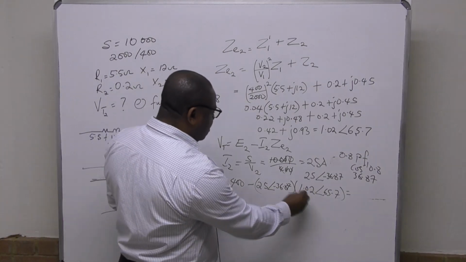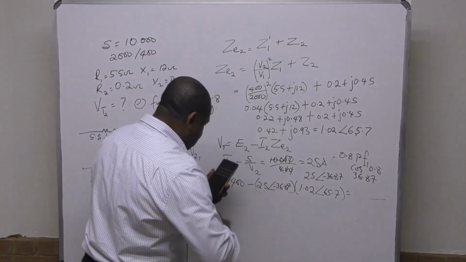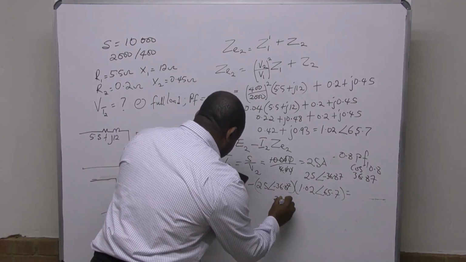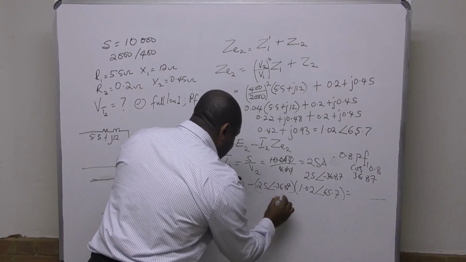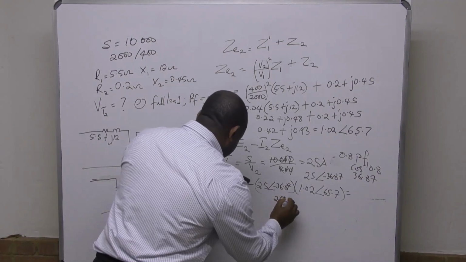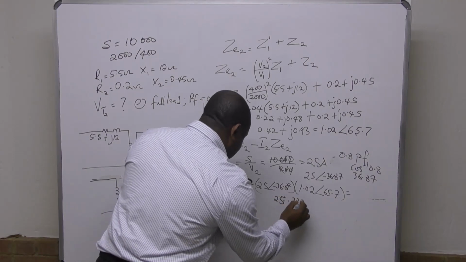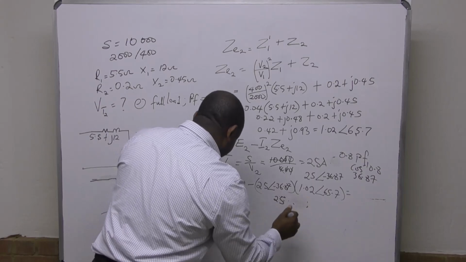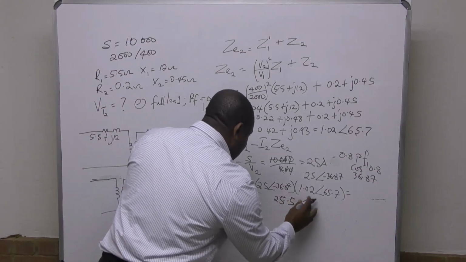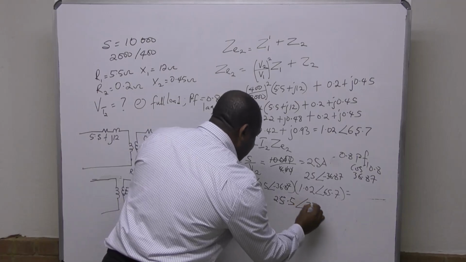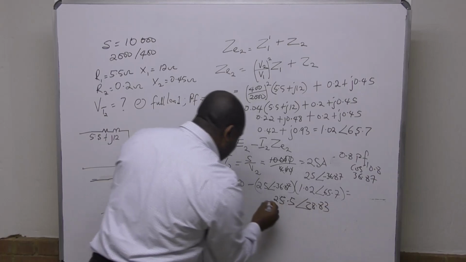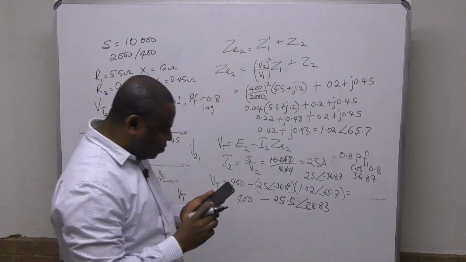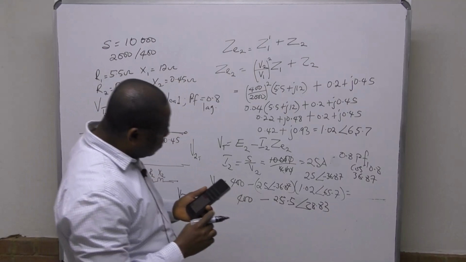So I just want to get this first. So this will give you 25.28, 25.5 at an angle of 28.83, 400 minus that, okay? 25.5 with an angle of that.